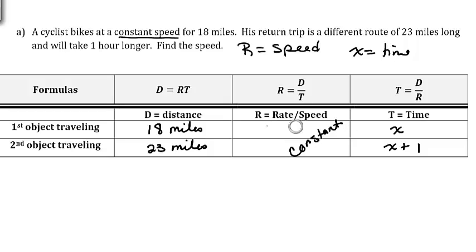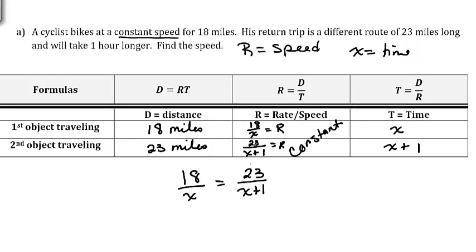So if we think about this first situation, they traveled 18 miles and it took them x amount of time, and so the rate or the speed that they traveled was 18 divided by x. On the 23-mile trip coming back, they traveled 23 miles and it took them x plus 1 time, and so the rate there would be 23 divided by x plus 1. And so these are constants, so we know that the rate of both of these were the same, and so we can set these two fractions equal to each other. 18 over x has to be equal to 23 over x plus 1.